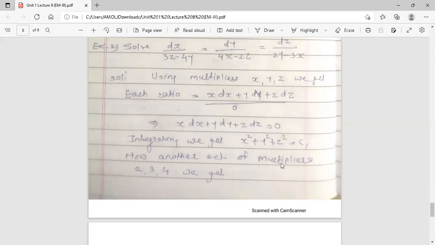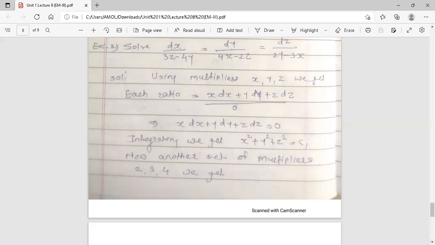Now you multiply every term by 2 so that we can remove the denominator 2, and so we have the solution x square plus y square plus z square is equal to c1. So this is the first set of solution of the example.